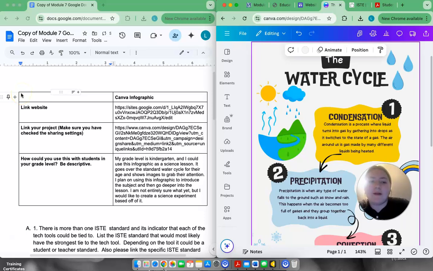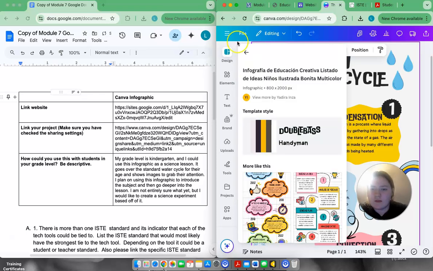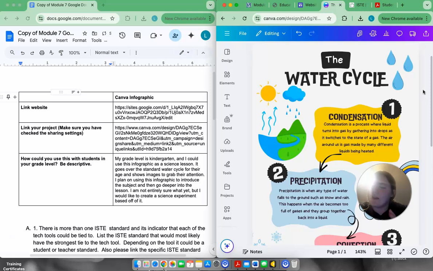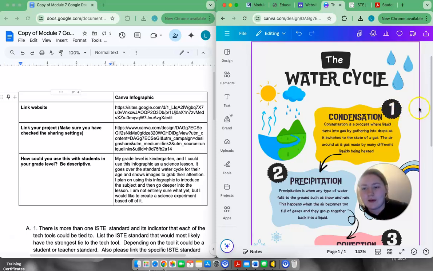For this assignment, again, I did kindergarten. My infographic is about the water cycle. I chose the water cycle because it's just one of the first things I think of when I think of infographics and little kids. So this is a science infographic, and first we'll go over the looks of it.